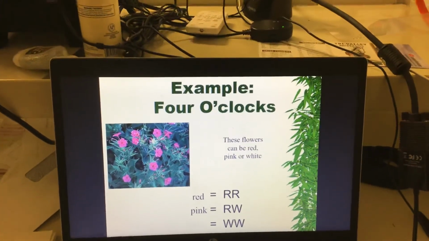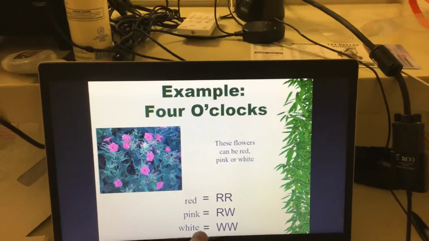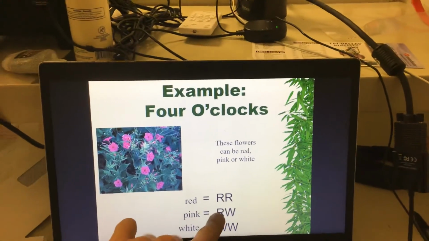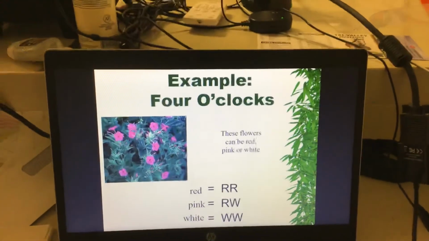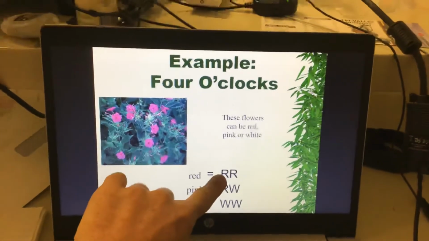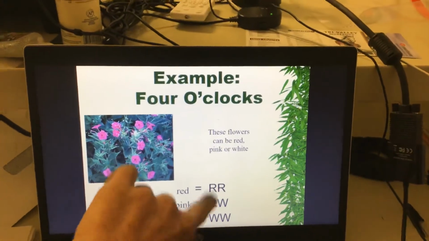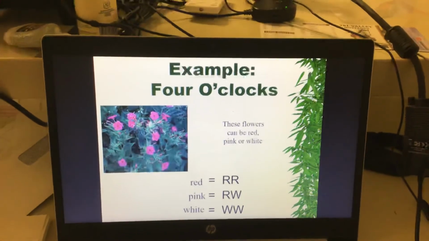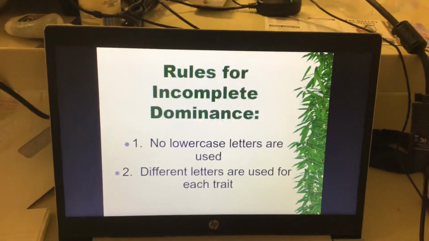And then if both parents give the white gene, they're going to be white. So red, red, white, white, red, white. So it's going to combine. The red or the white, neither are dominant over the other. They kind of share and they become pink.